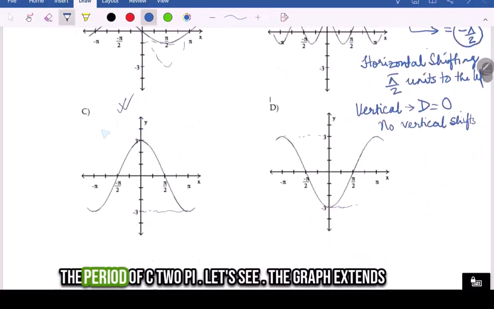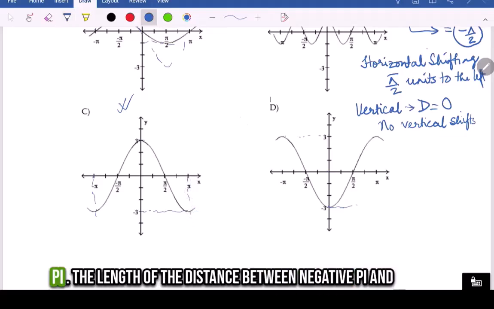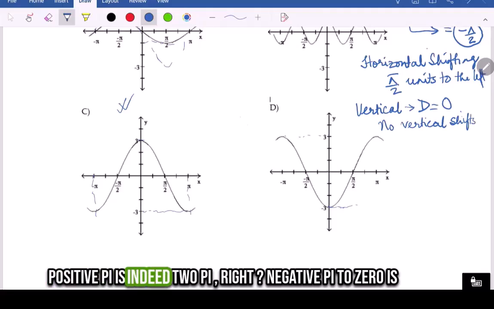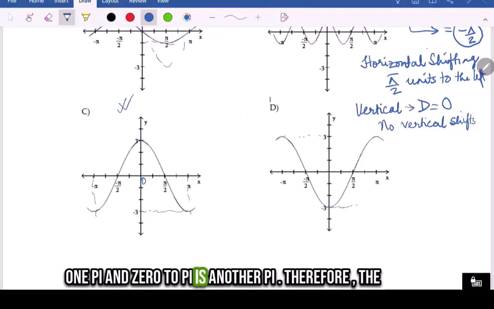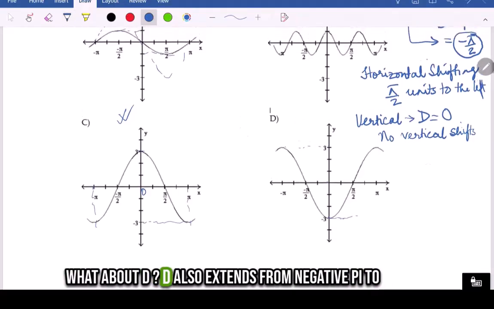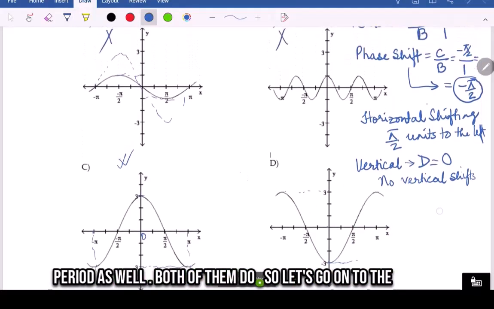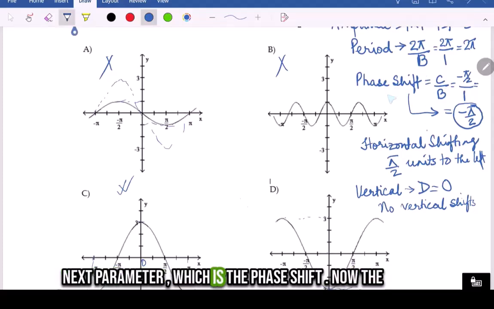The period. Is the period of C 2 pi? Let's see. The graph extends from negative pi to positive pi. The distance between negative pi and positive pi is indeed 2 pi, right? Negative pi to 0 is 1 pi and 0 to pi is another pi. Therefore, the period is 2 pi. It meets that requirement as well. What about D? D also extends from negative pi to positive pi. Therefore, it meets the requirements of the period as well. Both of them do. So let's go on to the next parameter, which is the phase shift.